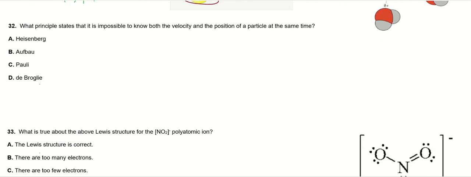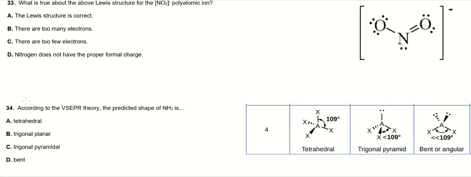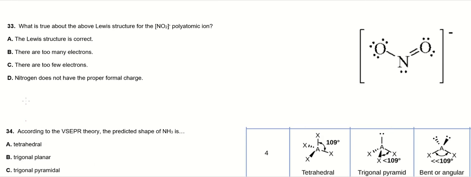All right, a couple more to go. Some possible note, the momentum and the position, or the velocity and the position. Excuse me, that's Heisenberg. What is true about another Lewis structure?